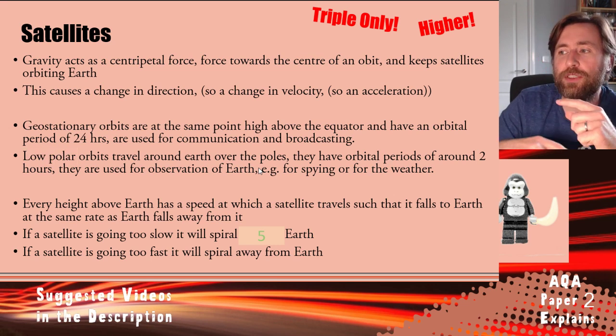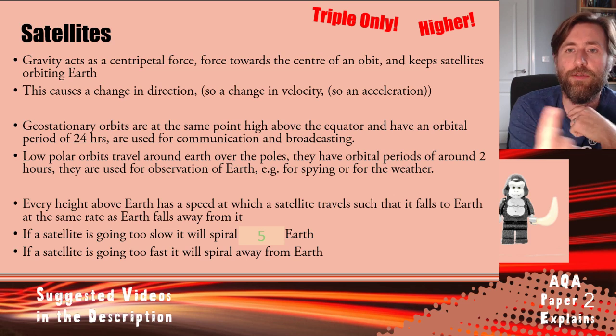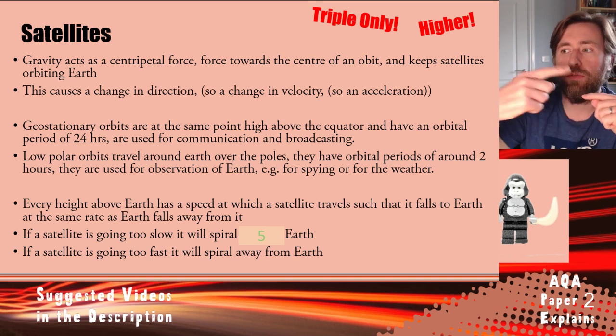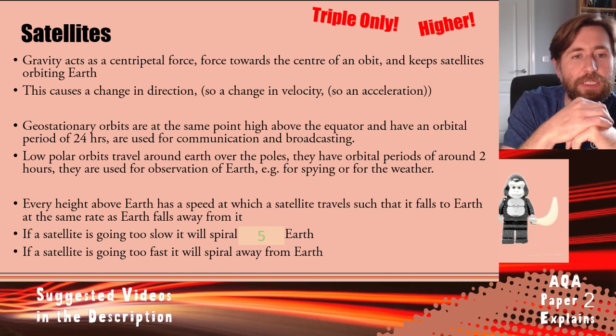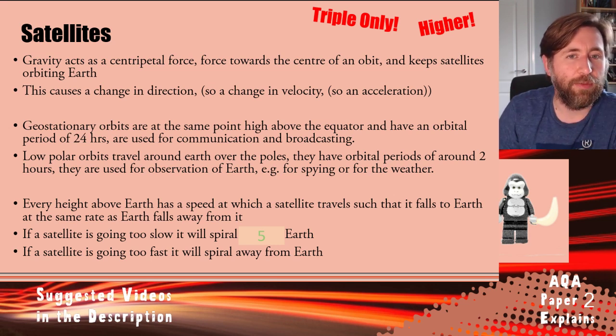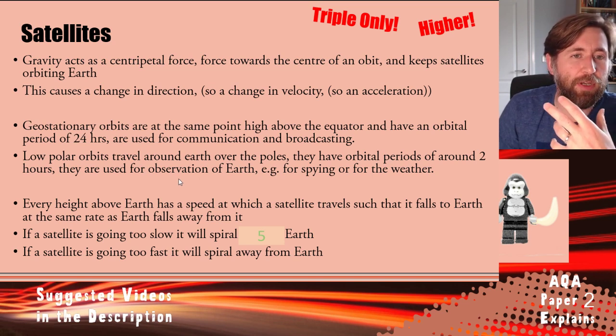Low polar orbits go over the poles of the Earth. So if geostationaries are quite high and go around the Earth, around the equator, then low polar orbits are over the poles of the Earth. They have a much shorter orbital period, which is only up to about 2 hours. And they're used for observation of Earth, for spying, maybe for weather forecasting, that type of thing.